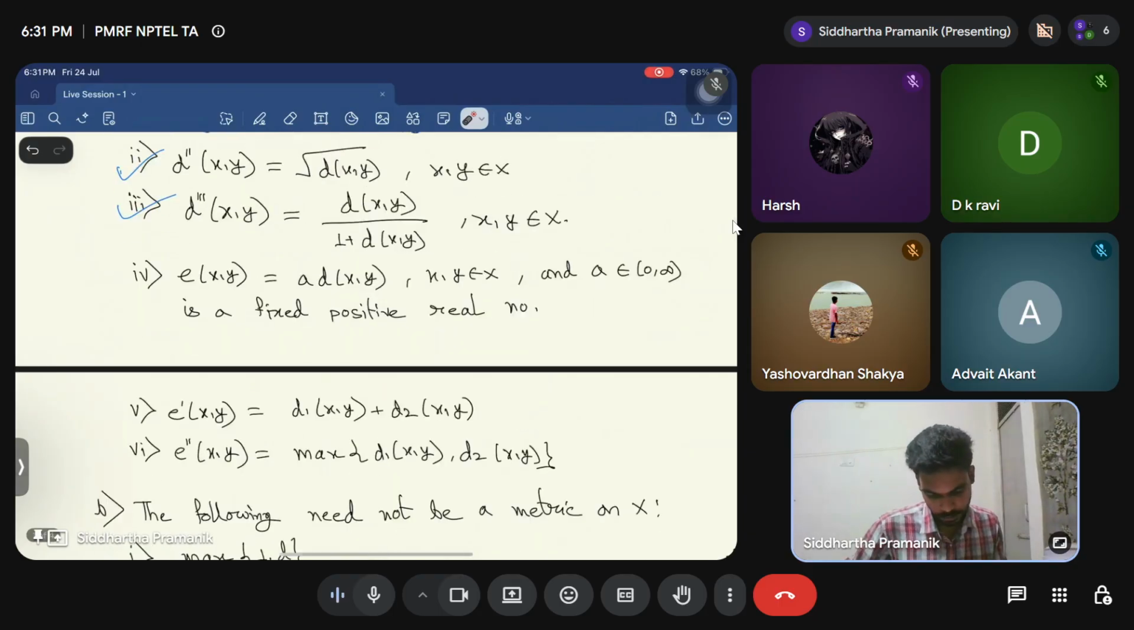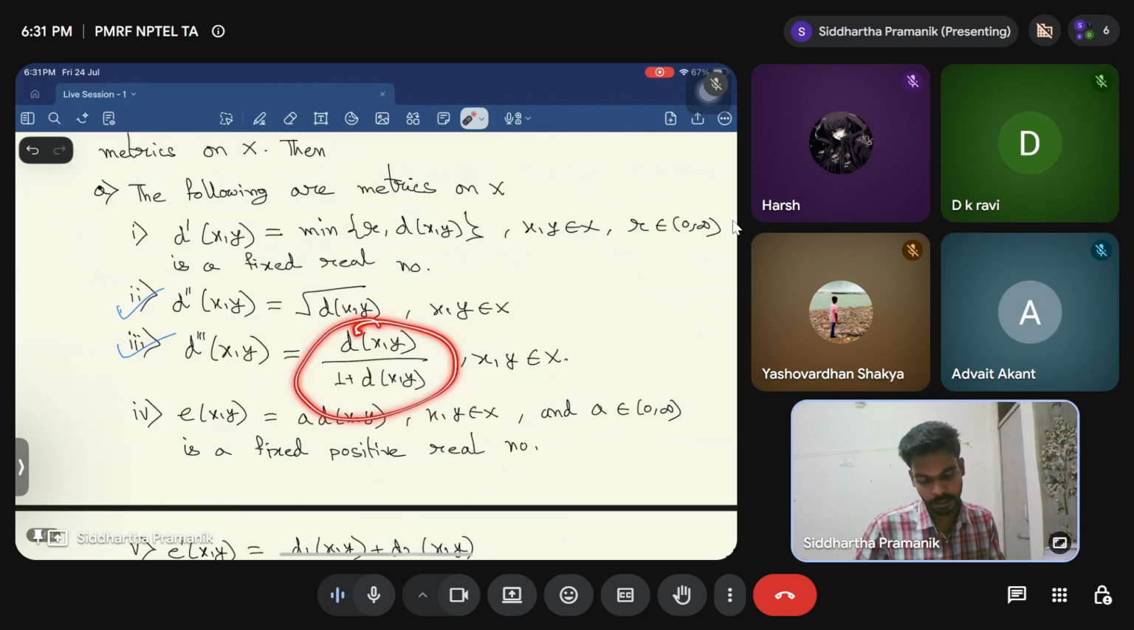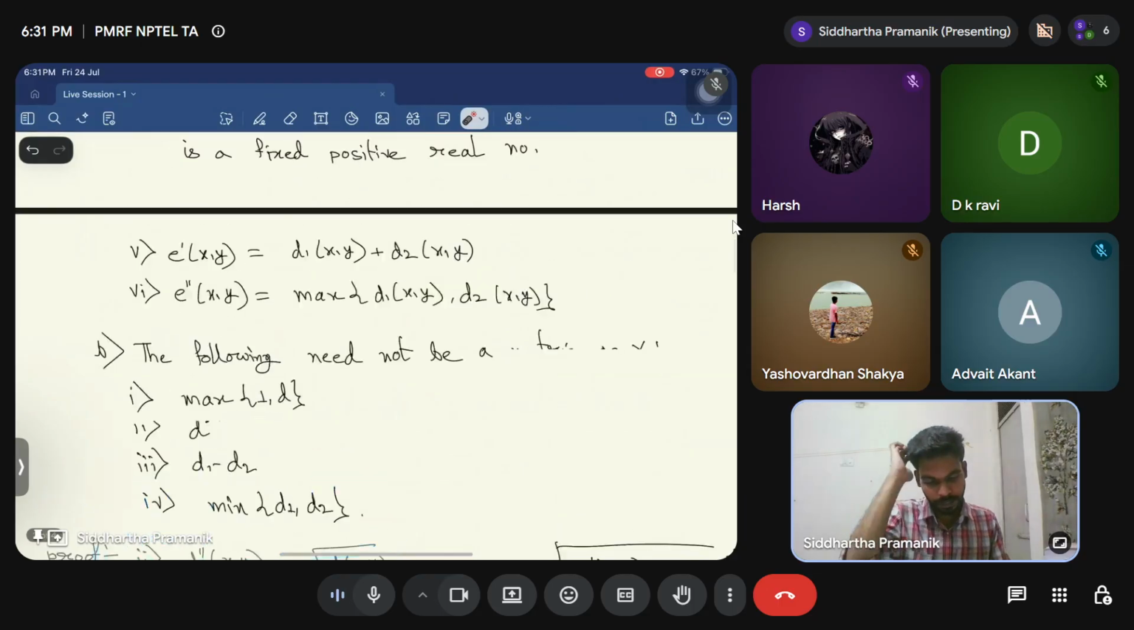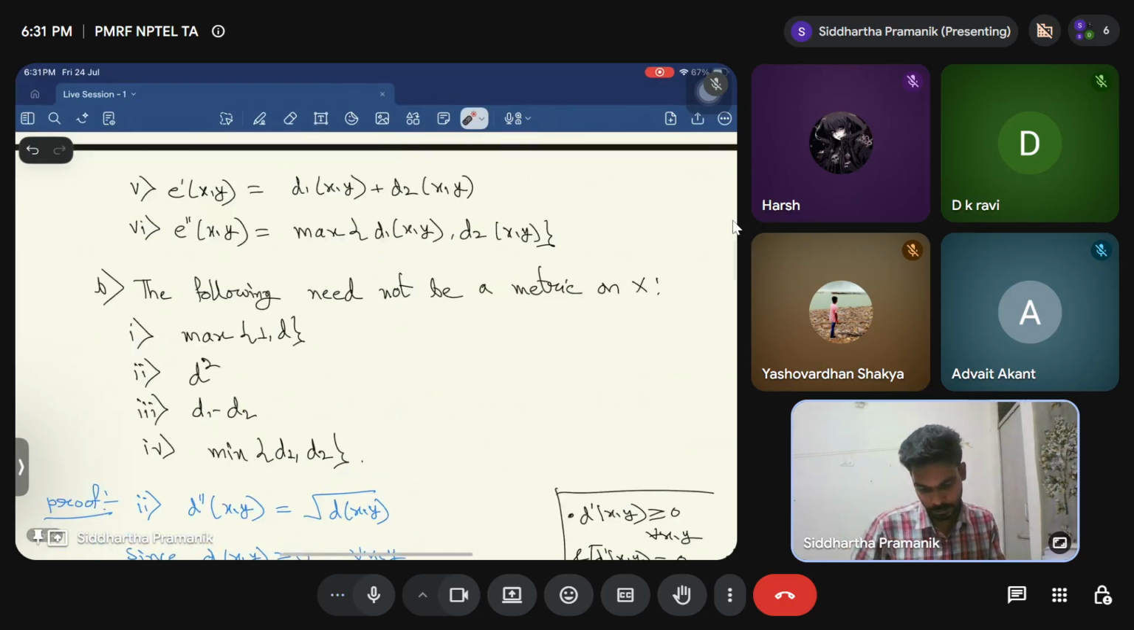And for the sum of two metrics, that is also easy to prove, and maximum is also more or less easy. So just remember that if you take two metrics, their sum is also a metric, positive scalar multiplication is a metric, maximum is a metric, and here d by 1 plus d and square root. So this proves the metrics, and in the second part we have non-examples.